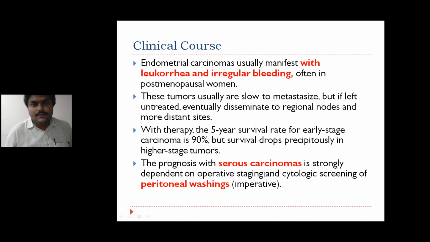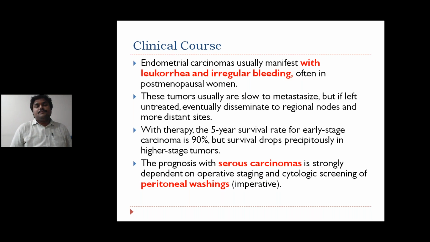Next is the clinical course. Endometrial carcinomas usually manifest with leukorrhea and irregular bleeding, often in postmenopausal women. Leukorrhea is nothing but a white discharge, and of course irregular bleeding. I already told you, whenever a postmenopausal woman comes with irregular bleeding, postmenopausal bleeding, you should obviously think about endometrial carcinoma.